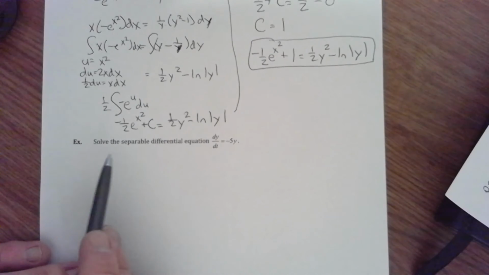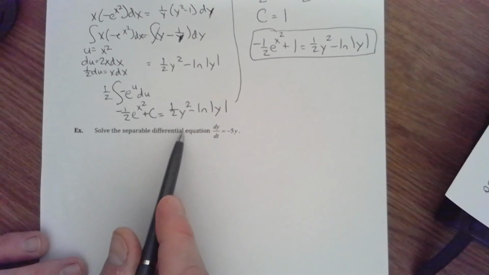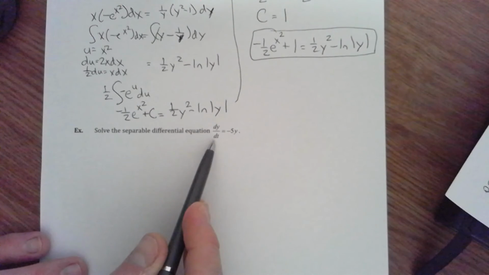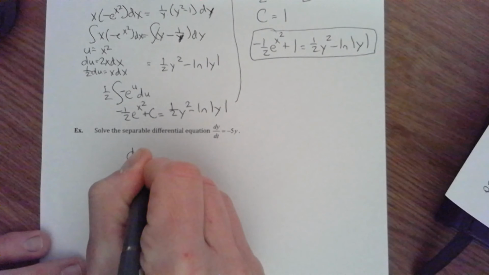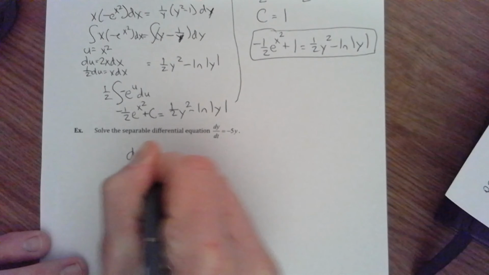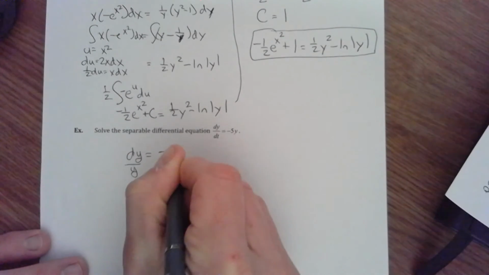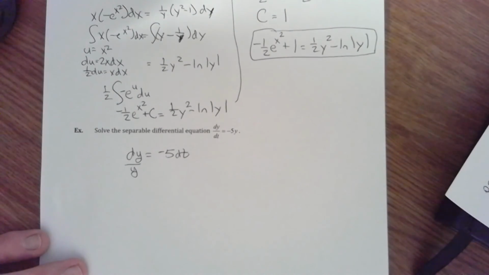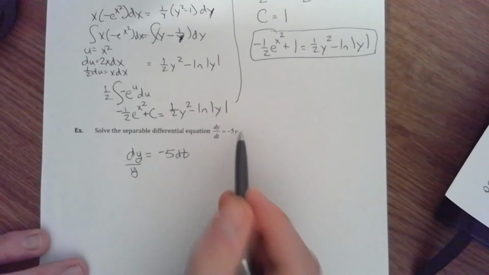And now we finish up the notes with a fairly simple, straightforward differential equation. dy dt is equal to negative 5y. The only difference here is the independent variable is t instead of x. So let's separate. I'm going to move the y over here. dy over y is equal to negative 5 dt.